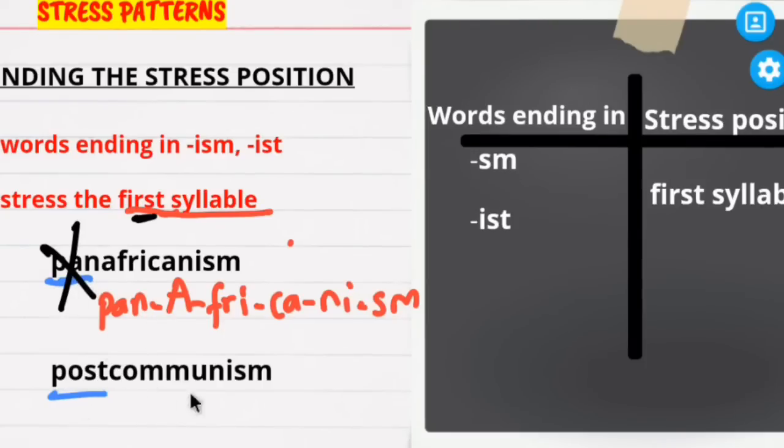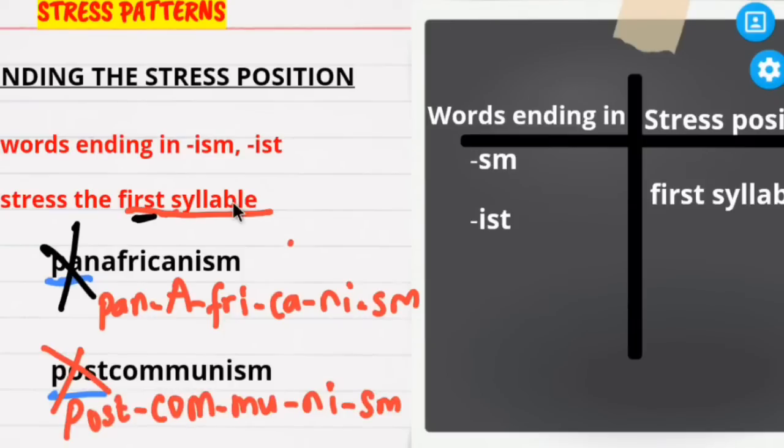The next one is post-communism. Communism ends in SM, so from this formula, you see that the stress will still be on the first syllable. All you have to do is ignore the prefix post and break down the word in a normal way. If you do that, you get this answer. So the stress is still on the first syllable, com. So that's the idea.